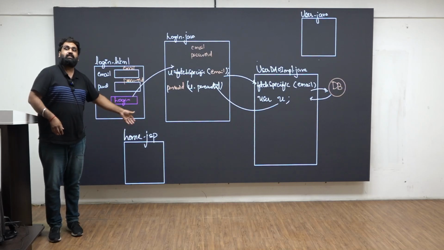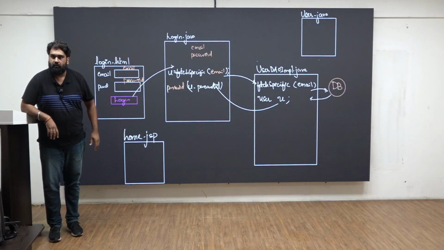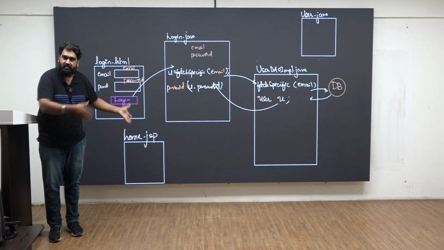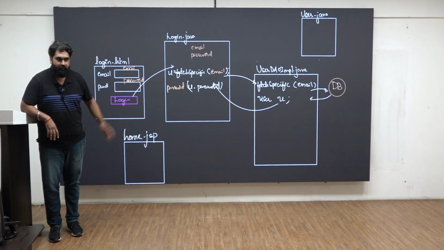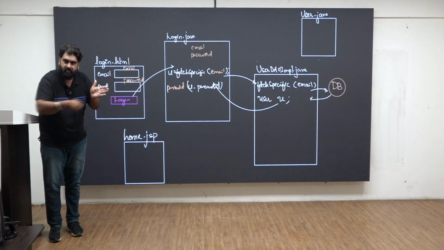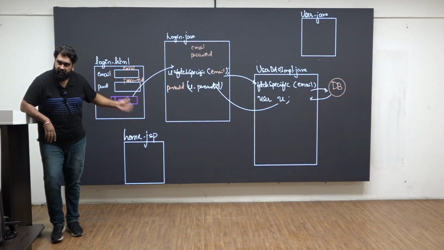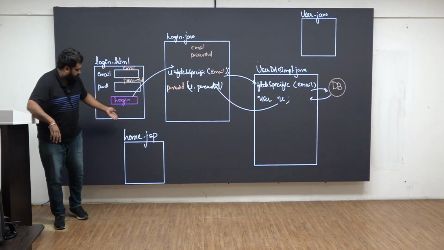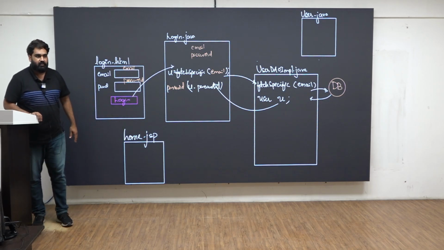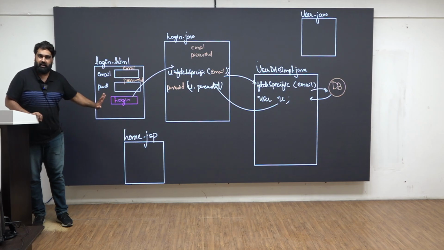Why is it a JSP file, sir? Because the data should be dynamically changing here. Every time, do you want to see the same message? It should keep changing dynamically, sir. That is the reason I will say home.jsp like this. Is this clear? Can I try writing this?